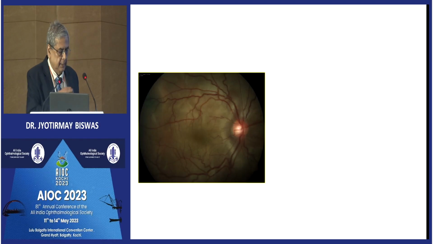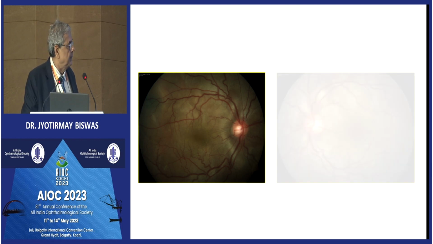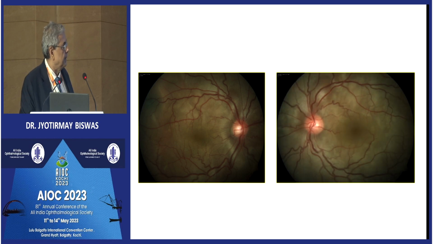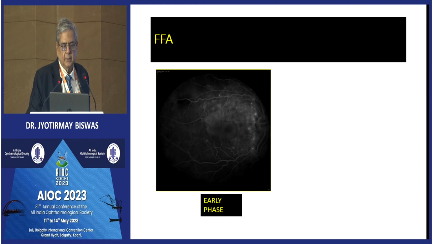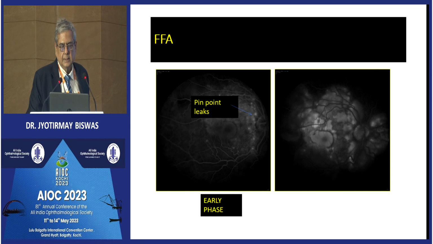This is the fundus fluorescein angiogram. I will be showing a case of VKH, with sensory retinal detachment in both the eyes. The fundus fluorescein angiogram showed punctate pinpoint leaks, a starry sky pattern, and pooling of the dye in the late phase.